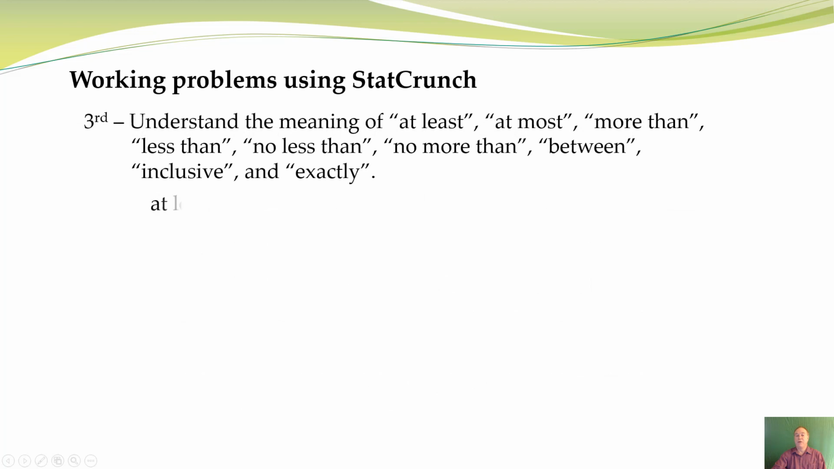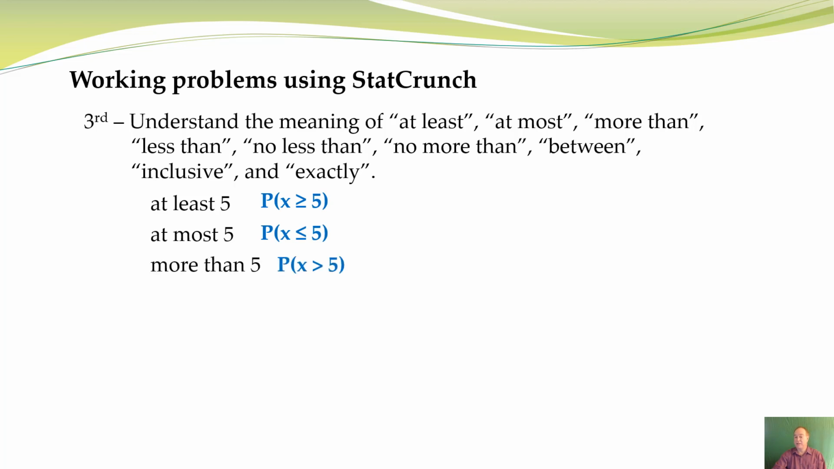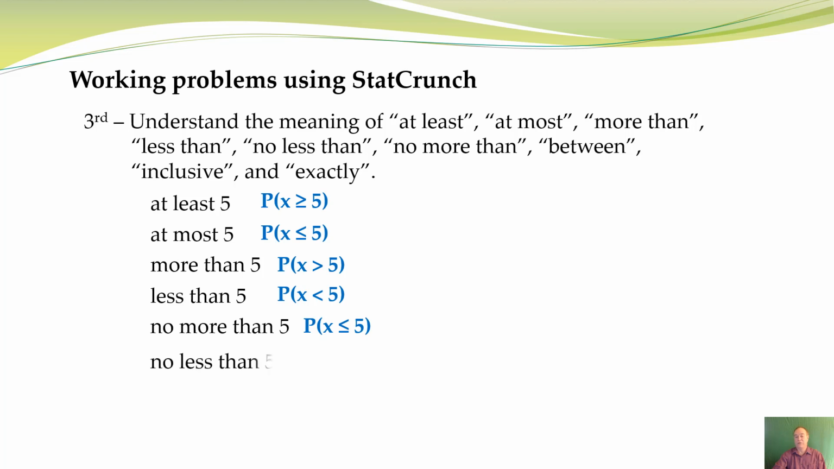If we look at a few of them, at least 5, what does at least 5 mean? That means greater than or equal to 5. At most 5 means no more than 5, so that's less than or equal to 5. More than 5 means x is greater than 5. Less than 5, x is less than 5. No more than 5 means x is less than or equal to 5. No less than 5 means x is greater than or equal to 5.